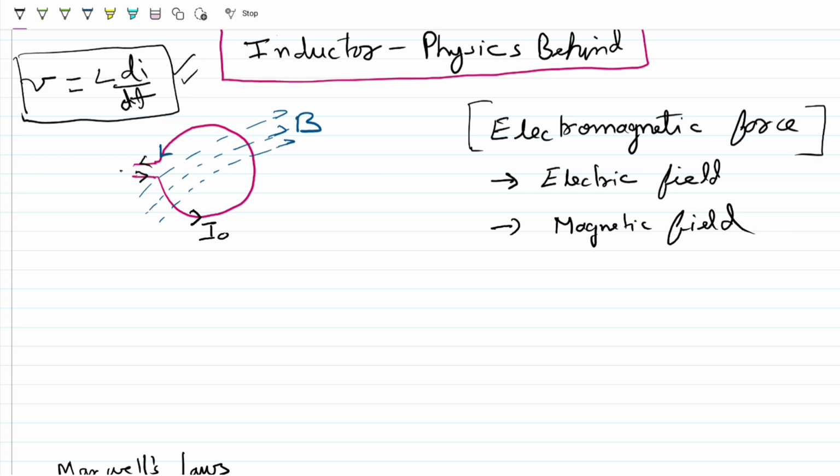Just like gravitational force, electromagnetic force is also a fundamental force, one of the basic forces in nature that we are always subjected to. There are two types of electromagnetic forces. One is related to the electric field and the other is called the magnetic field. The electric field is caused by static charges, and the magnetic field is caused by charges which are moving.